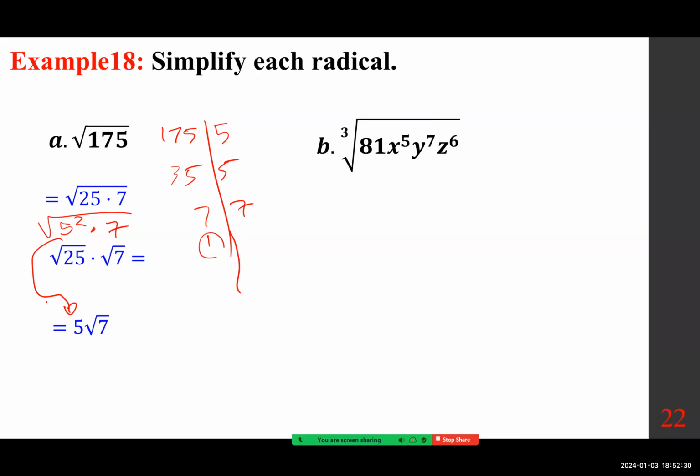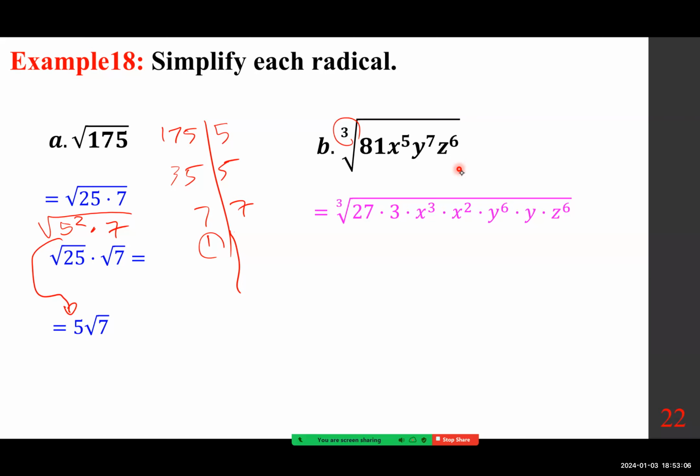Now, for this one, again, I will do it in this fashion. Let me show you how it's done a long way, then I'll show you a faster and easier way. Because this is the index 3, we want to find 81 as a factor of two numbers, one of them to the power of 3. So it's 27 times 3. This is x cubed times x squared. This is y to the power of 6 times y. This is z to the power of 6 itself.